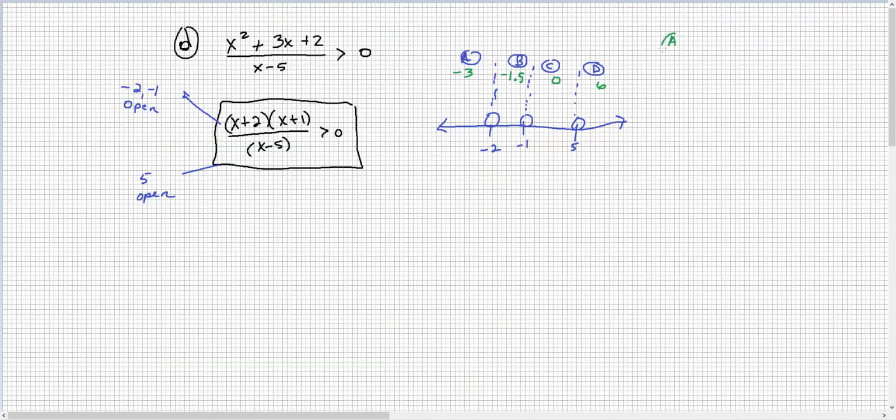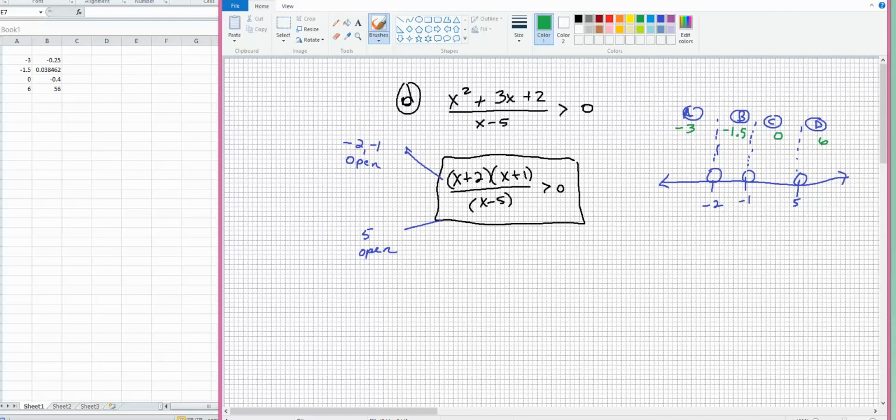Alright, when I test and I plug it into the function, for A, I get, hold on, where's my screen? Alright, there it is. When I test A, I got a -0.25. And now is this one greater than 0? False. For B, I got 0.04. Is this greater than 0? Yes, because it's a positive number. True. For C, I got -0.4. And is this greater than 0? False. And for D, I got 56. Is that greater than 0? Yes. So the regions where it's true is B and D.